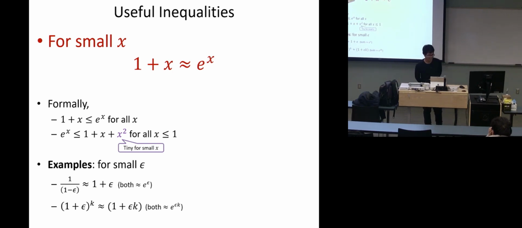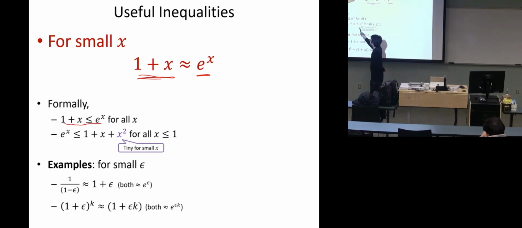Note this, it's going to be useful many times in your calculation. 1 plus x is close to e to the x. And the reason why this is true is that you can think of these as kind of interchangeable even when x is small. And the formal proof is that this part is true for every x, but for the other direction, e to the x is also at most 1 plus x plus x squared, when x is at most 1.